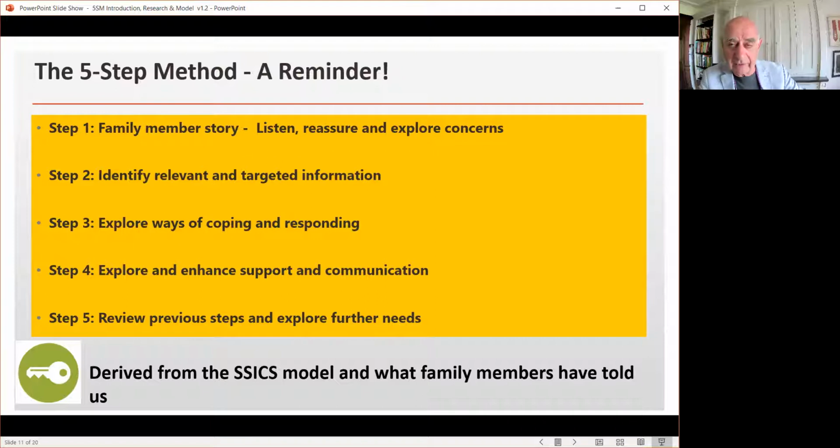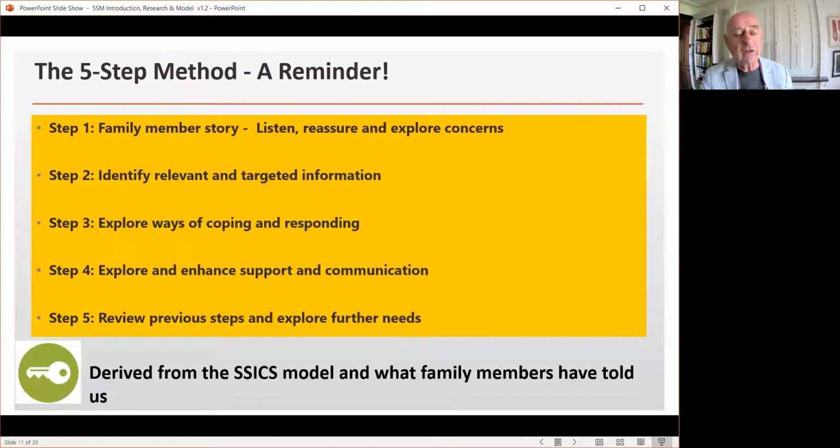So a reminder again, and you'll see how it links to the steps. Step 1 is the family member story: listen, reassure, and explore their concerns. And basically, we are trying to understand the stress and understand the strain that it leads to. Step 2 is about dealing with one of these major influencing factors. We identify relevant and targeted information, and we enable the family member to hear that, but also to try and discover more for themselves.